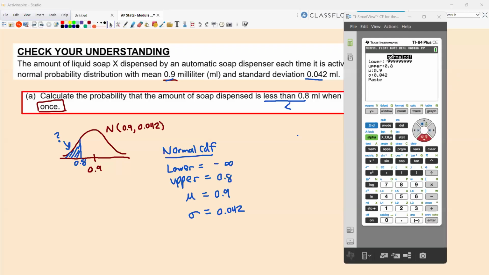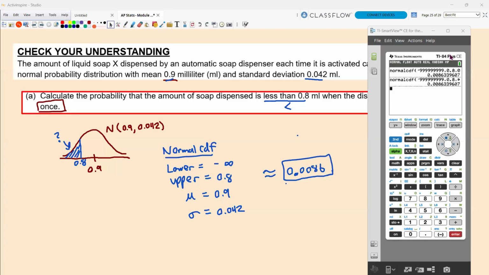We'll input negative 9999999 to simulate negative infinity, upper 0.8, 0.9 for your mean, 0.042 for your standard deviation. Write all those inputs out. You get a very small probability of 0.0086. So we'll write out our answer and be done with that problem. Let's move on to part B.